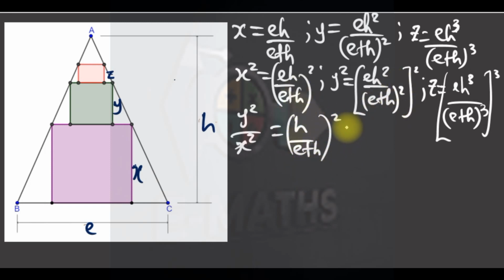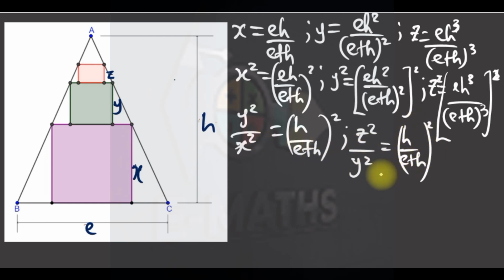And if we do z squared over y squared, we still get the same, h over e plus h all squared. Check it now. This is squared, this squared. So we'll get this. This over this, h cubed over h, we are left with this. We are left with e plus h. So this is the geometric progression.